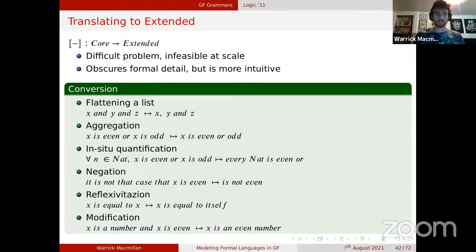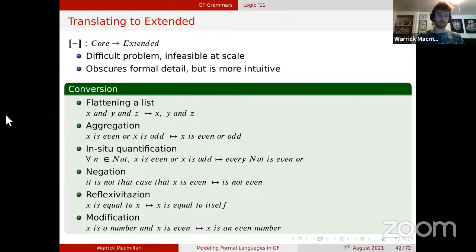Back the other direction. I don't know if I should have the semantic brackets here, but to go from core to extended is a difficult problem. Yeah, it's infeasible at scale, because how do you choose the best, most concise, most clear way of expressing something, a big formal term, say some complicated Agda term? You kind of obscure some detail when you go this direction, but in some sense it gives you more intuition as to what you're actually talking about.